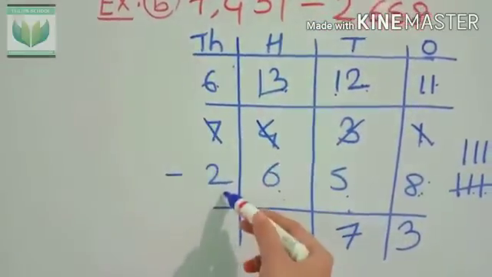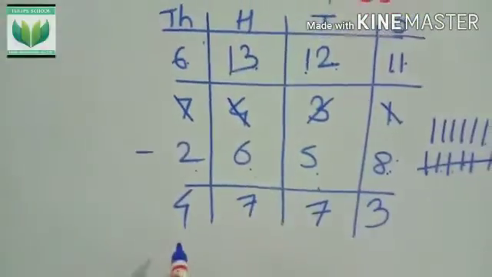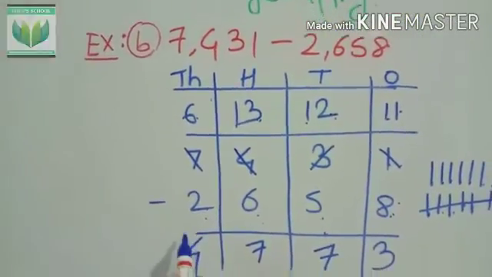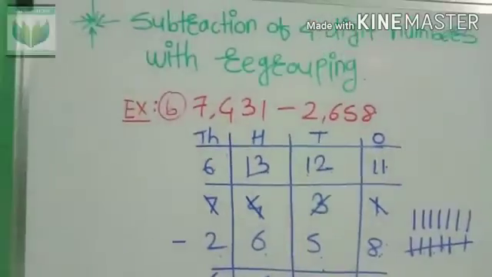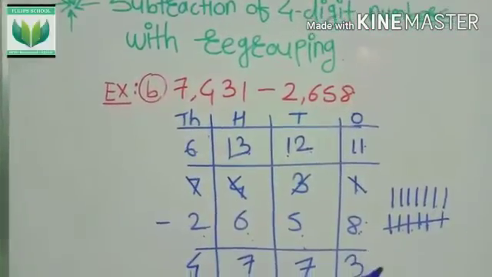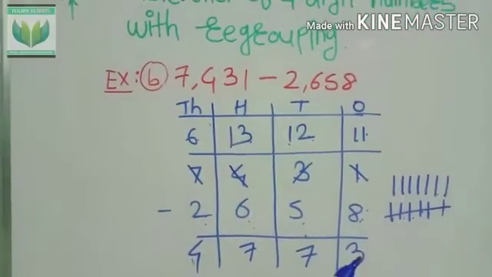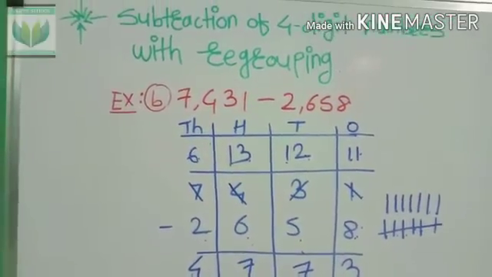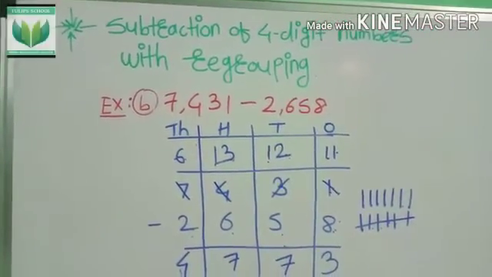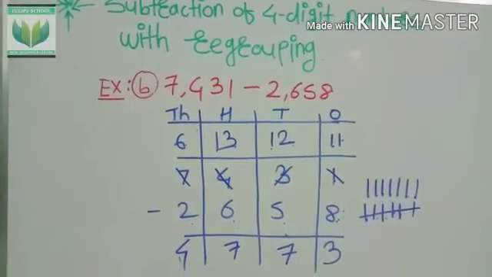6 minus 2, we know that is 4. Now what is the answer? 4773. This is called subtraction with regrouping. I hope you understand this subtraction, because in third standard also there is this with 3-digit numbers. Like this, here in the 4th standard it is 4-digit numbers.